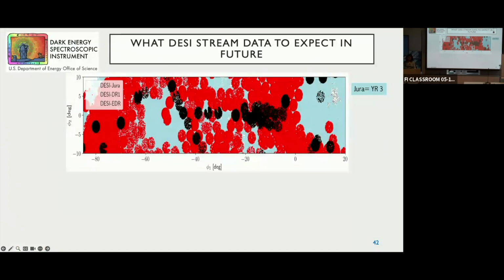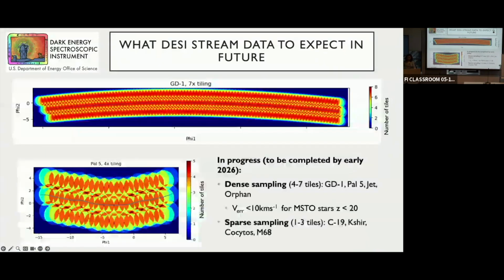This is not the only stream we're looking at. In fact, we're looking to really hammer away at the GD1 stream. So this is the sort of tiling pattern that we're planning with these 3-degree fields. Every part of it is going to have between 4 and 7 exposures to get as many stars as we can, down to Z magnitude of 20.